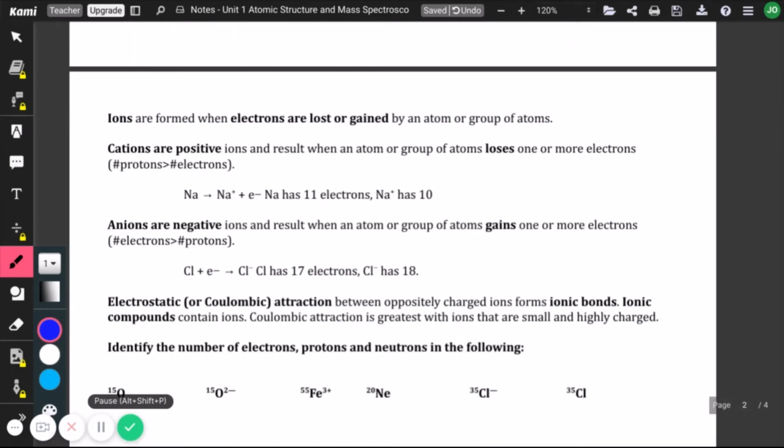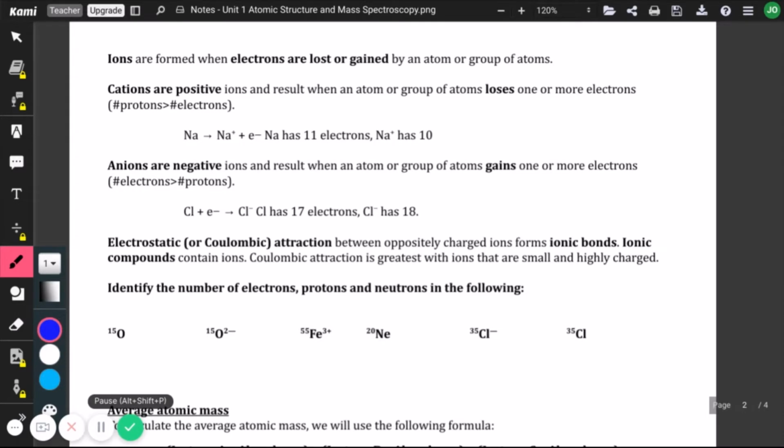Now, if our charge is not neutral, we form what's called an ion. Ions form when you have either gained or lost electrons. Cations are positive, anions are negative. I have always remembered cations as positive because I think that looks like a plus sign, which is positive. You could also remember it as cats have paws. So cations are positive, and anions are negative.